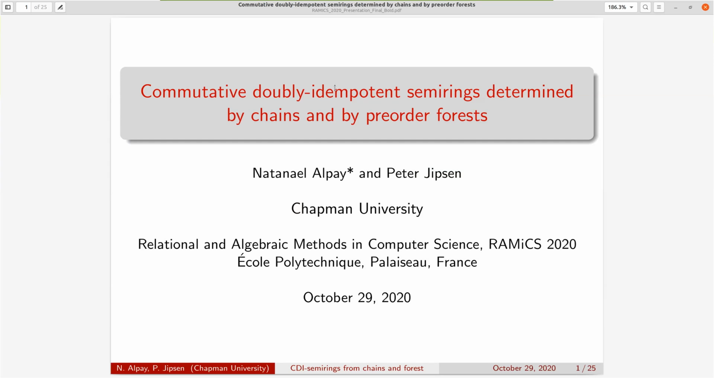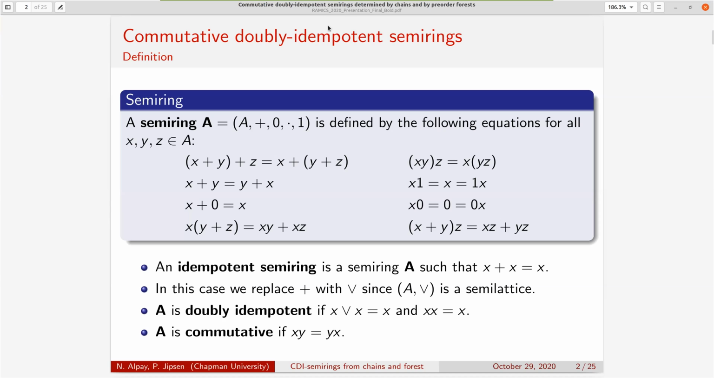Today we'll talk about commutative doubly idempotent semirings determined by chains and by pre-order forests. So first, let us begin with what a semiring is. A semiring is defined by the following equations for all x, y, and z. Addition and multiplication are associative. Addition is commutative. Addition has a zero element. Multiplication has an identity, and multiplication has a zero element, and we have the two distributive laws.